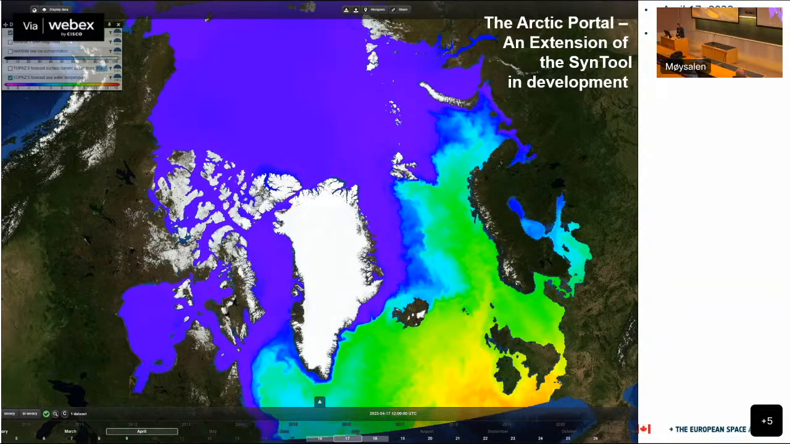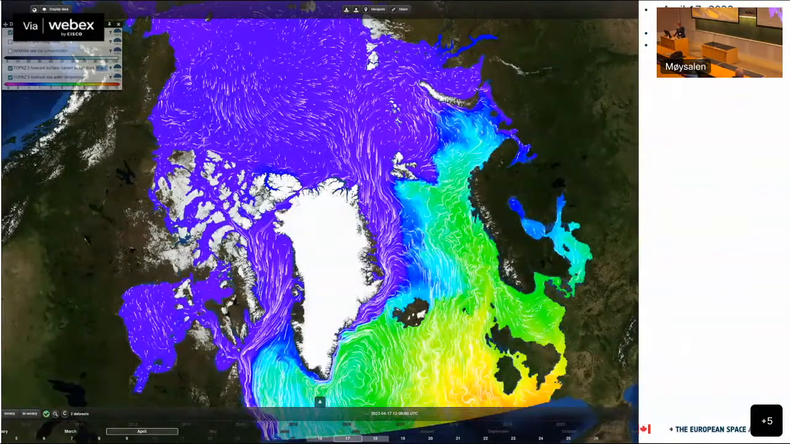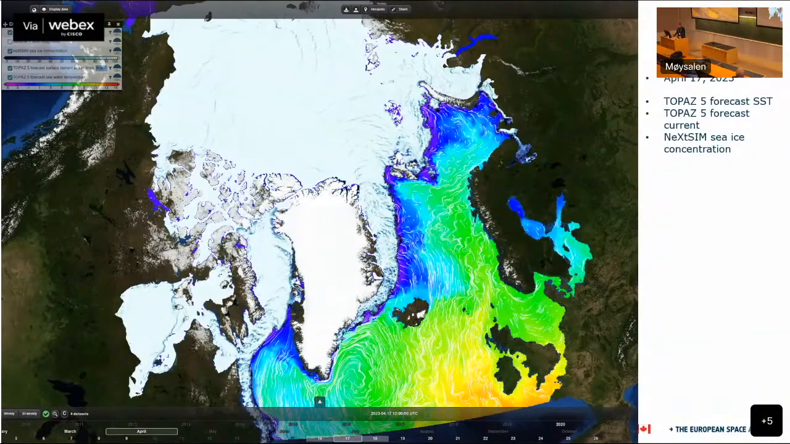You see a model field with sea surface temperature. It's a model which assimilates satellite data and in situ data. And you see the cold water in the Arctic, and the warmer water as you progress towards the south, and the inflow of the North Atlantic water from the Gulf Stream. It's a day in April 17th, 2023. Then we have the surface current from this model on top of that. And we have the sea ice model on top of that, the neXtSIM sea ice model.